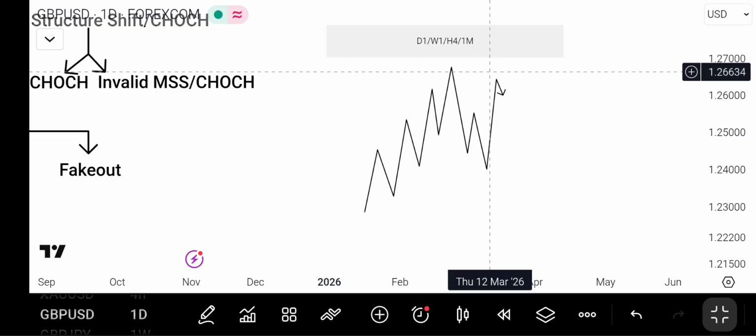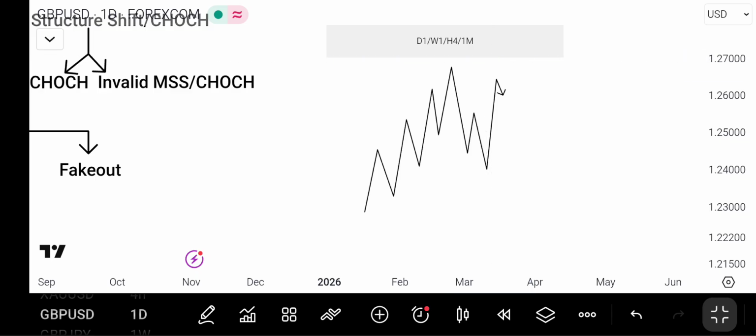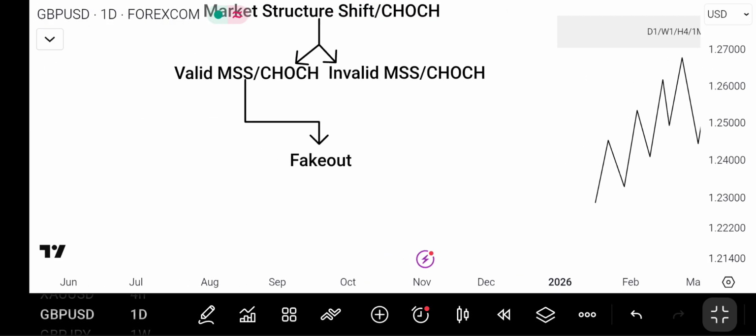Or rather, whenever a higher time frame shifts in structure, gives us our inducement, then taps into any of our valid points of interest, then we can also consider it as a valid market structure shift. So now we have explained invalid market structure shifts, valid market structure shifts. Let's get down to fake out.